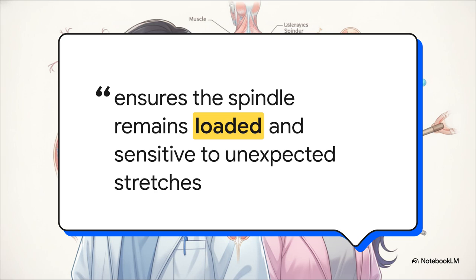This brilliantly illustrates the elegance of our physiology. By contracting the ends of the intrafusal fibers concurrently with the main muscle shortening, the spindle's sensory center is kept perfectly taut. It stays continuously loaded and primed. So if you're lifting a heavy box and someone unexpectedly bumps your arm, your spindles are still sensitive enough to instantly trigger a reflex, stabilize your joint, and keep you from dropping the box.